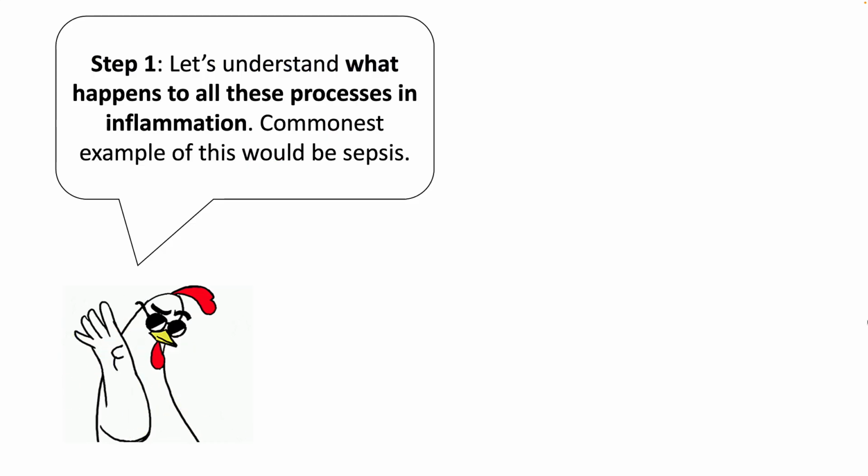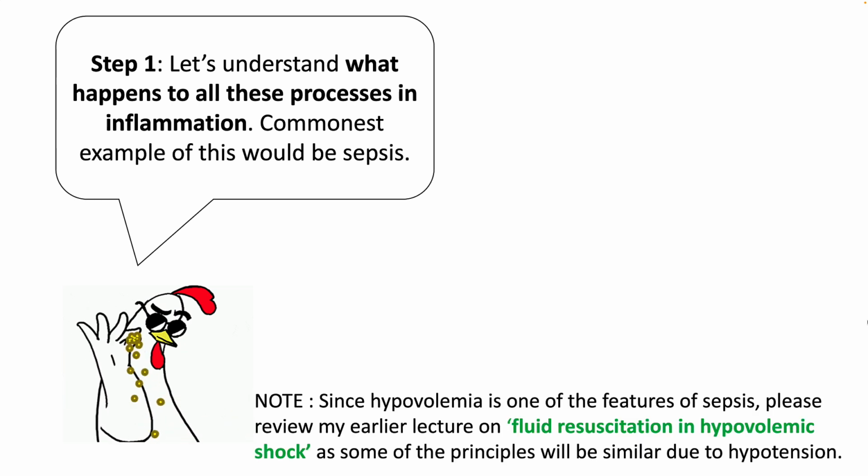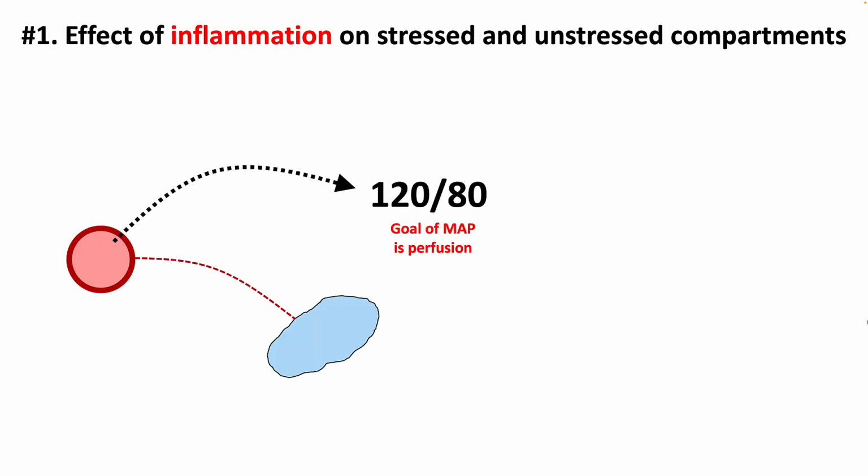So let's understand what happens to all these processes in inflammation. The commonest example we'll consider will be sepsis. Since hypovolemia is one of the main features of sepsis, please review my lecture on fluid resuscitation in hypovolemic shock, as some of the principles will be similar due to hypotension. So let's look at the effect of inflammation on the stressed and unstressed compartment first.